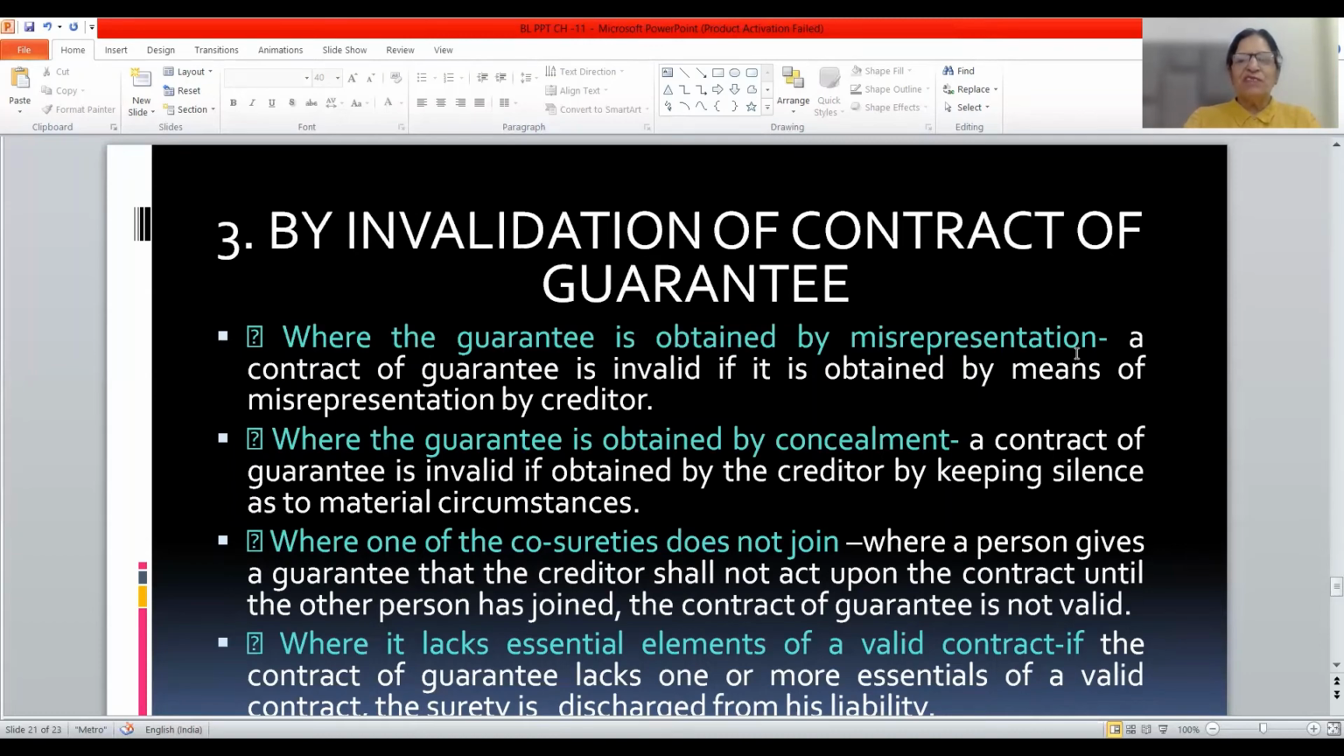You all know, friends, you have studied the term misrepresentation in the case of free consent, where wrong, untrue statements are given. In that case, the surety will be discharged from his liability. Where the guarantee is obtained by concealment, concealment amounts to fraud. Some facts have been hidden, concealed from the surety, and later on the surety comes to know that they were hidden from him.